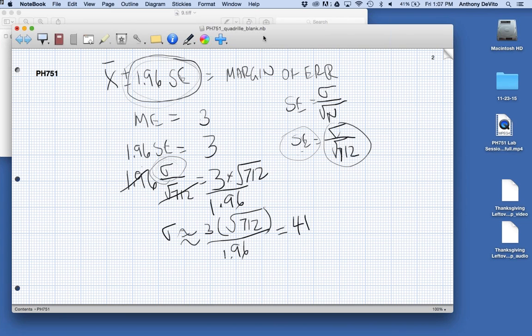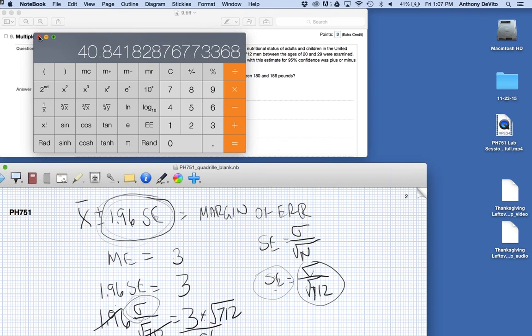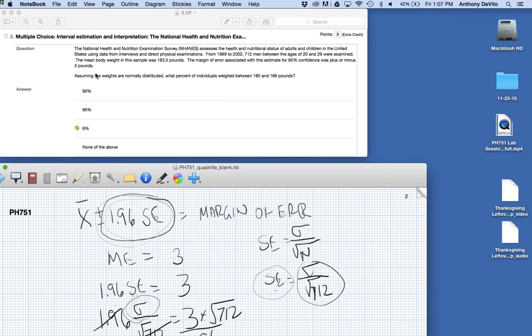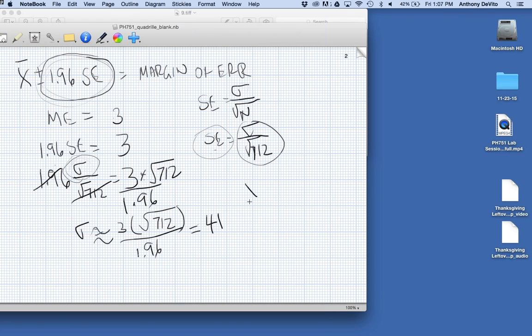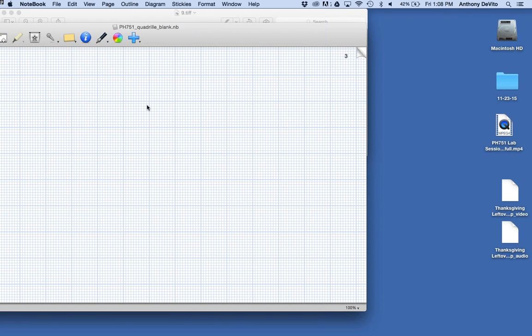So let's go back and take a look at what our question was. The question was, assuming that the weights are normally distributed, what percent of individuals weigh between 180 and 186? Well, now we have a pretty good idea. We know X bar is equal to 183, and that's, we think, pretty close to the mean. And we have a pretty good idea what the standard deviation is. It's approximately 41. So now we know what our normal distribution looks like. I'm going to take this over to the next page, 183 and 41, and draw this as a normal distribution.